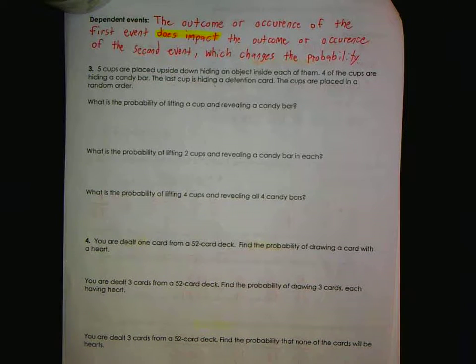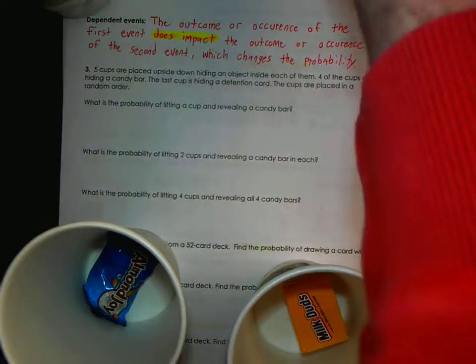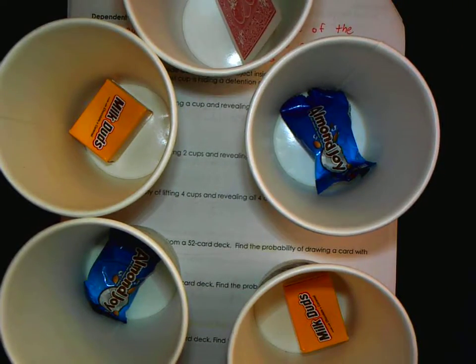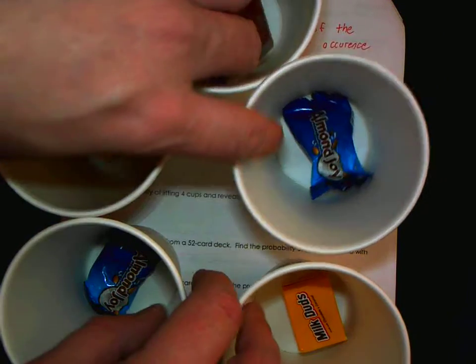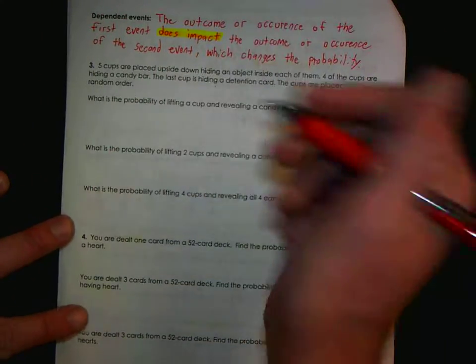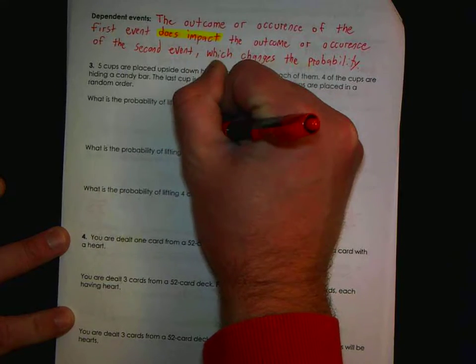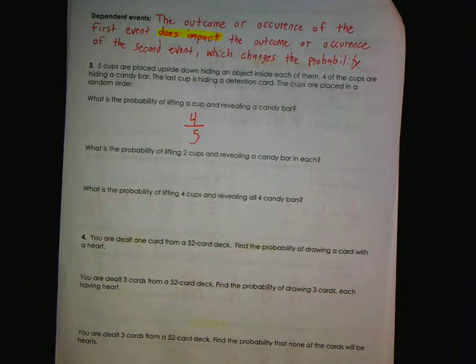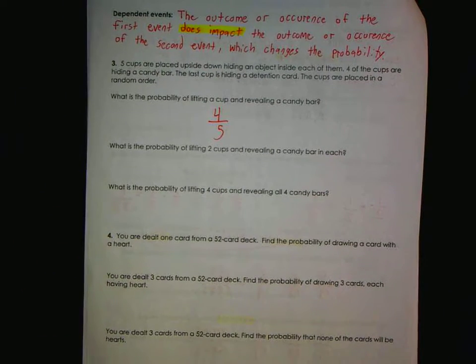So what is the probability of revealing a candy bar? How many of these have candy bars? 4, right? 4 out of 5. So that one's easy enough. Lifting a cup and revealing a candy bar, 4 out of 5. That's 80%. That's not bad. What's the probability of lifting 2 cups and revealing a candy bar in each?